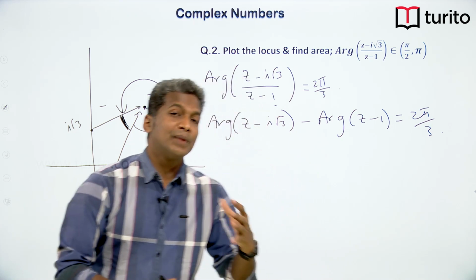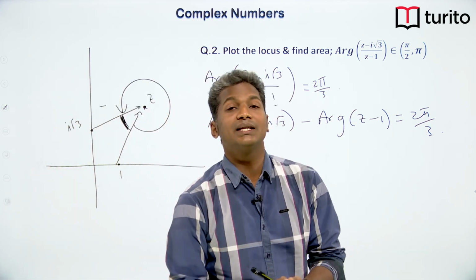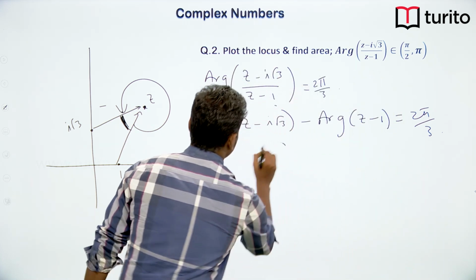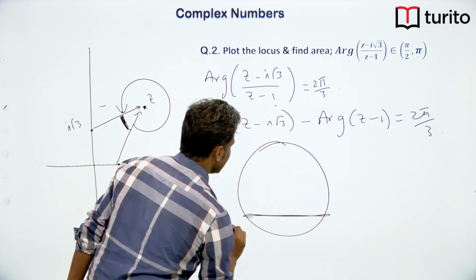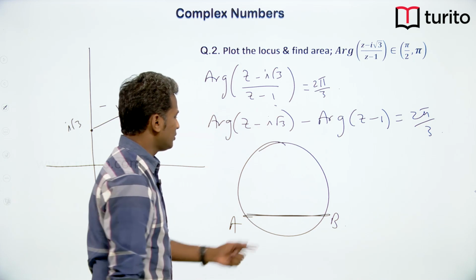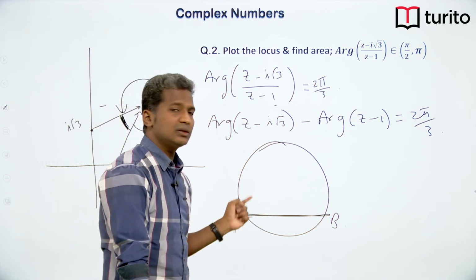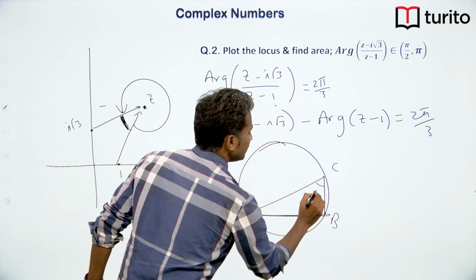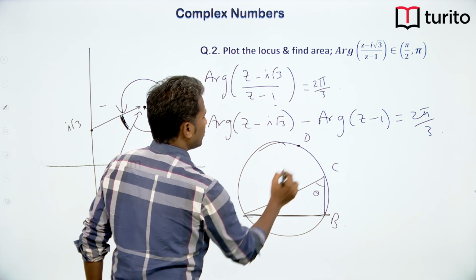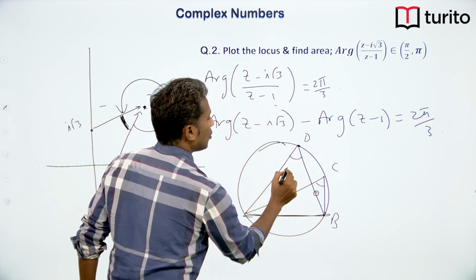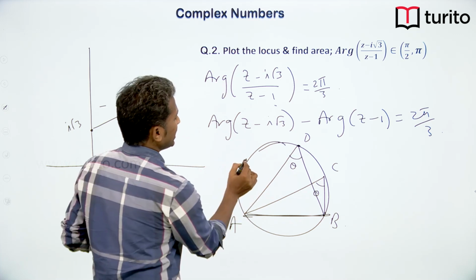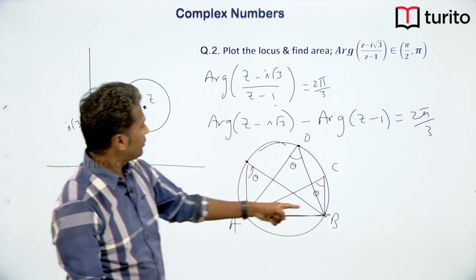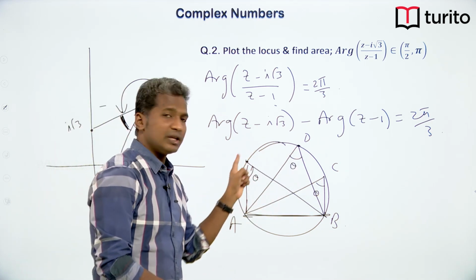That means, can you guess what is the locus of z? It is on a circle, because we have learned a property in school. Suppose there is a chord here which is AB. This chord makes equal angles on the circumference. That means if I take any point here C, this angle, if I name it theta, or if I take another point here D, this angle also will be theta. If you take any other point, the angle will still be theta. No matter where you take the point, the angle is always equal.